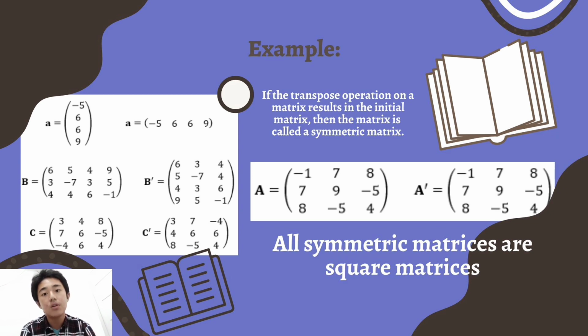So the key to this transpose is we look for the column. So yeah, let's do it. So 3, 7, negative 4 becomes the first row. 4, 6, 6 becomes the second row. 8, negative 5, and 4 becomes the third row.